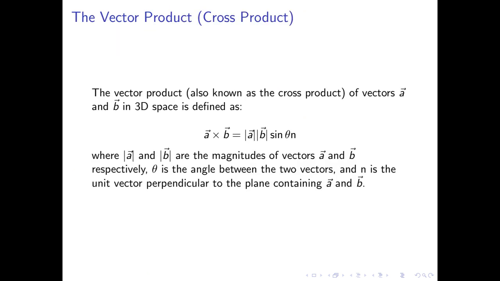So that is how we work around scalar product. We are going on now to the vector product, also known as cross product. This vector product of vector A and vector B in a three-dimensional space will be defined as follows. We would be using this equation to define the vector product.